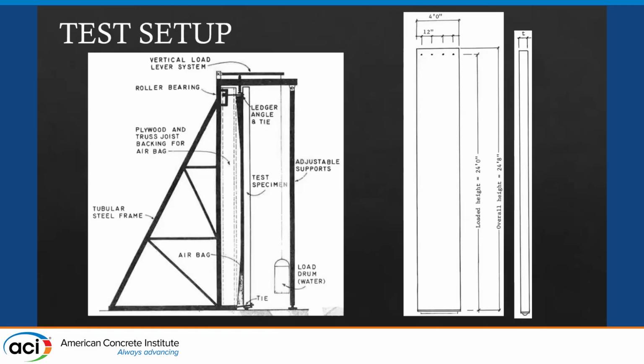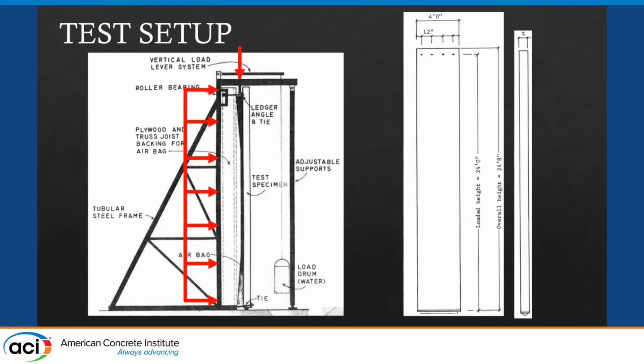You can see that the lateral loading here was supplied by an airbag that was the width and height of the wall, and the lateral pressure in pounds per square foot was measured through the use of a single tube manometer, and the vertical loading was applied at an eccentricity of half the wall thickness plus the ledger length, and that was supplied with a load drum.